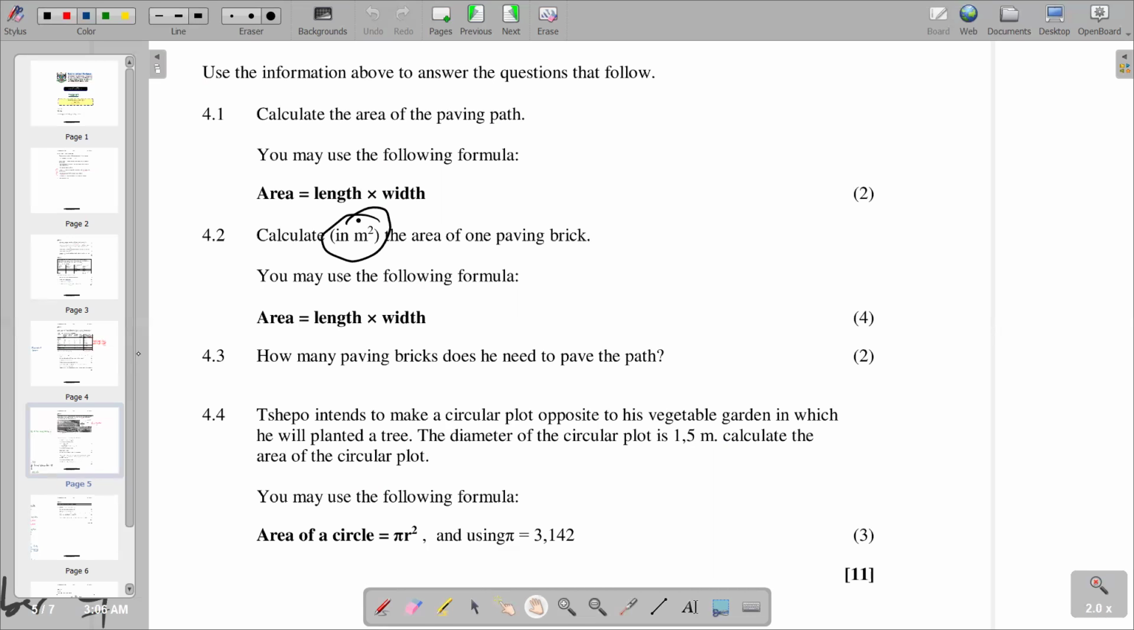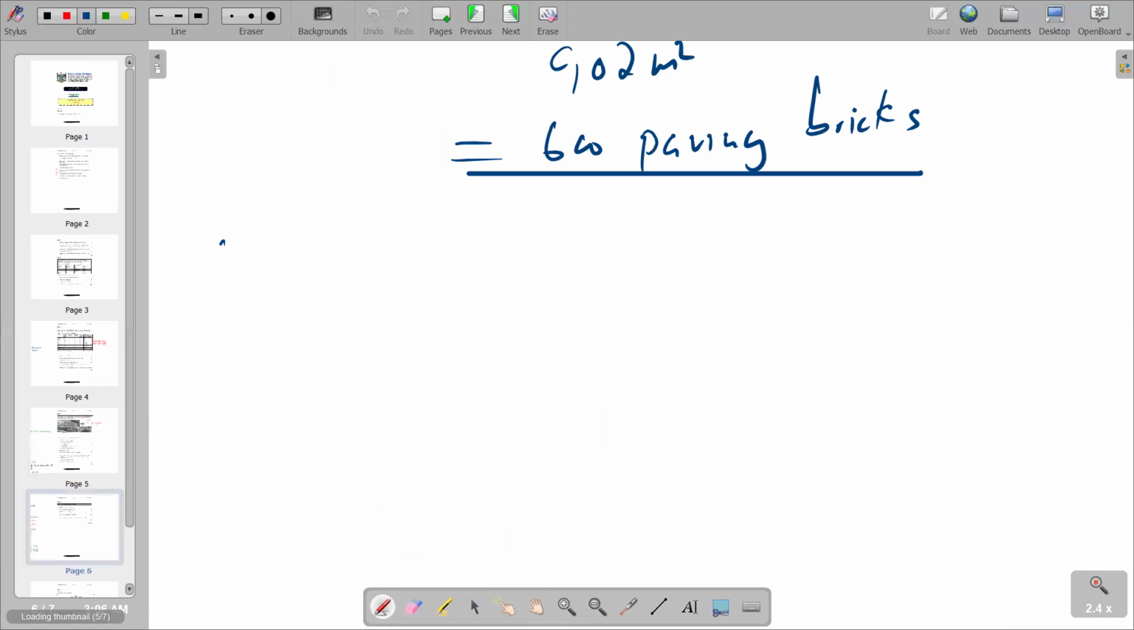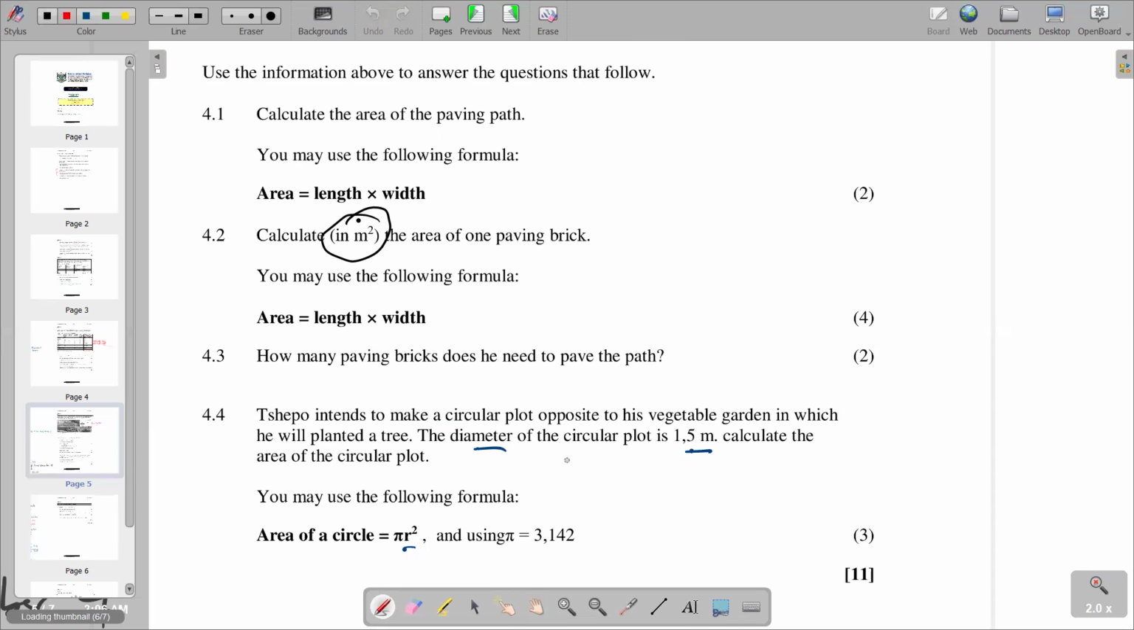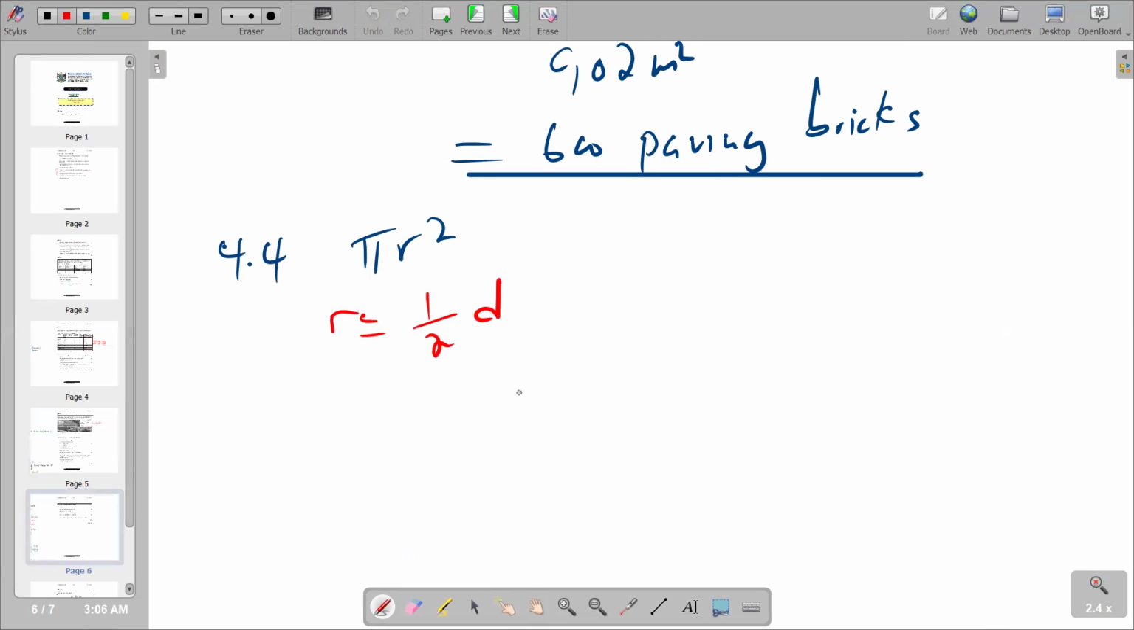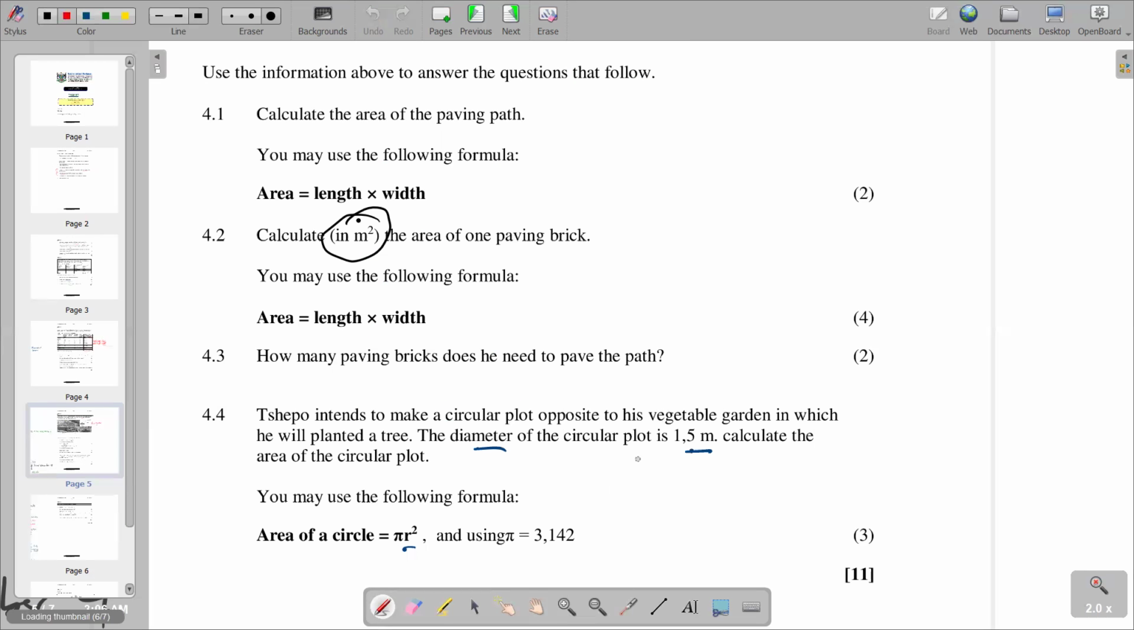So we have to calculate the radius first. We can take note of what we are given there. We are given the diameter, which is 1.5 meters. But what is required is the radius, which is r. So let's start by putting down our formula, 4.4. It says pi r squared. So to get our radius, it is half the diameter, which is given as 1.5 meters. So we are saying half times 1.5.